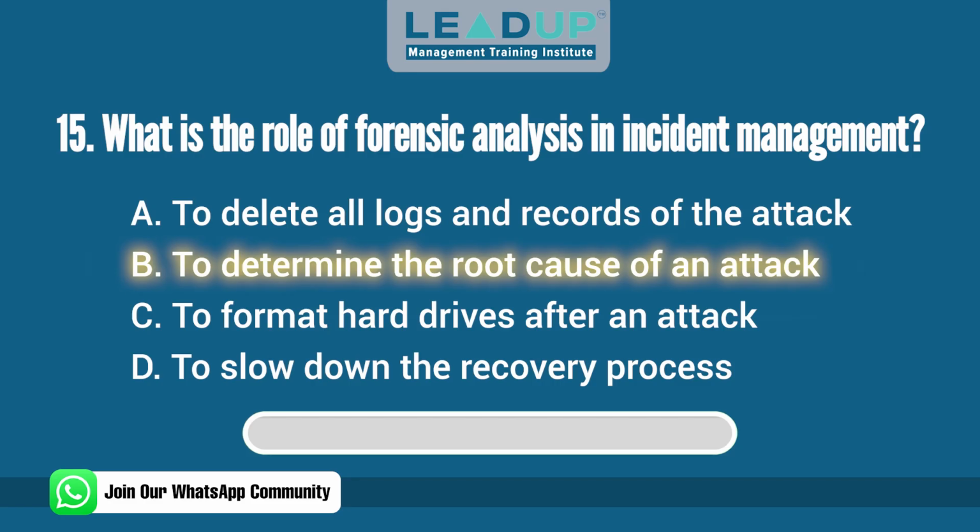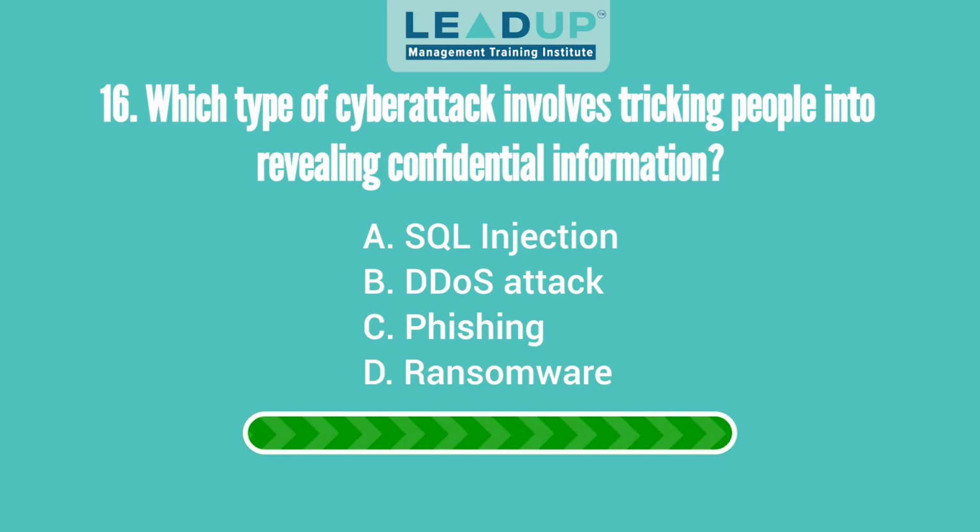Answer: to determine the root cause of an attack. Question 16. Which type of cyber attack involves tricking people into revealing confidential information? A. SQL injection. B. DDoS attack. C. Phishing. And D. Ransomware.